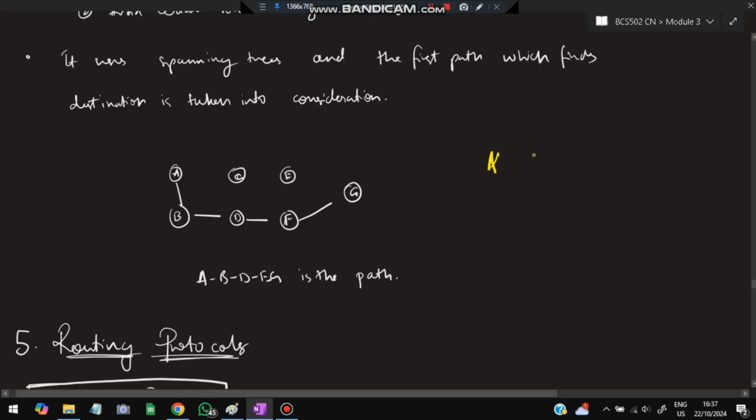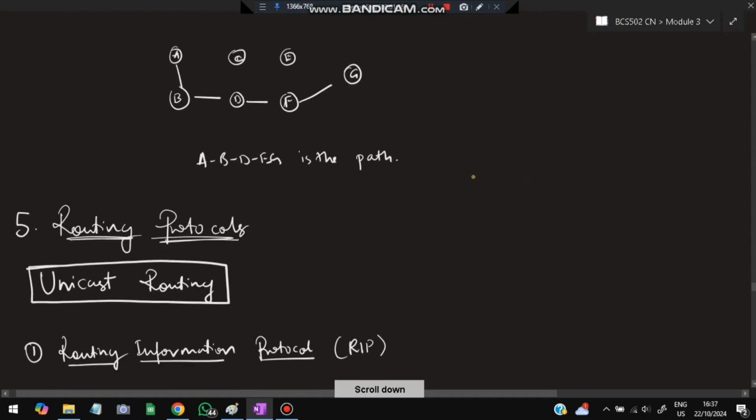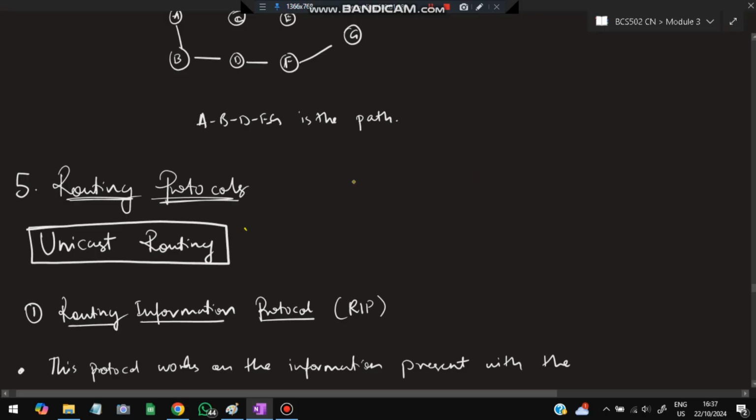Based on these algorithms, we have the protocols. Okay, what is algorithm, what is protocol? Algorithm is the way of doing the things, and protocol is the actual implementation. So by using this algorithm, we have developed some protocols. Let's have a look. The first type is the unicast routing.